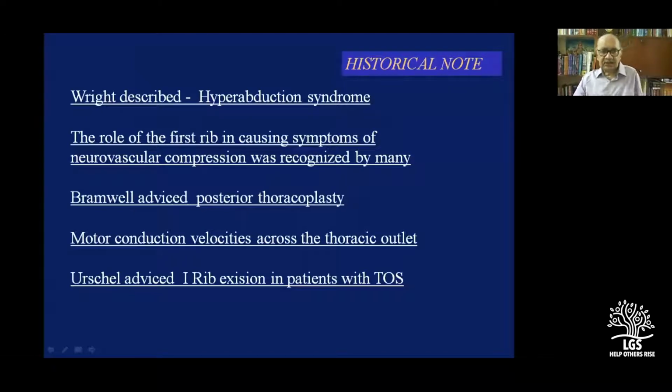And then came the physical nature of arterial compression by hyperabduction syndromes, where people will develop pain when they hyperabduct. That is predominantly the pectoralis minor pressing on the artery and brachial plexus. The role of the first rib in causing symptoms was recognized by many. People suggested posterior thoracoplasty, motor conduction velocities in thoracic outlet, etc.